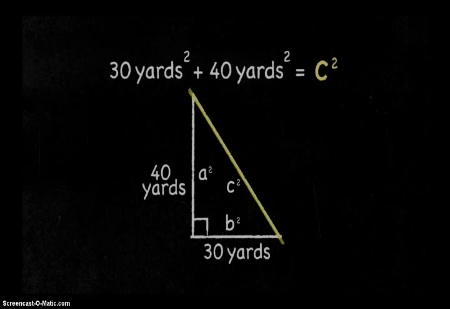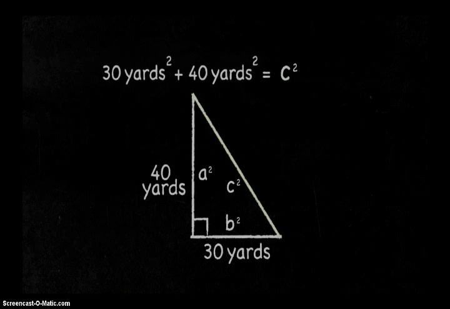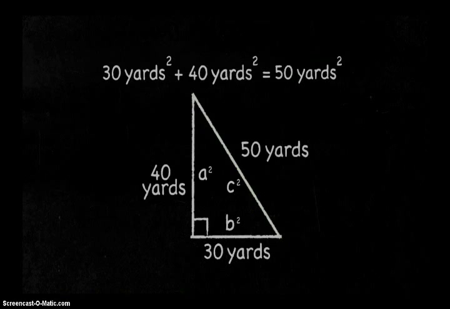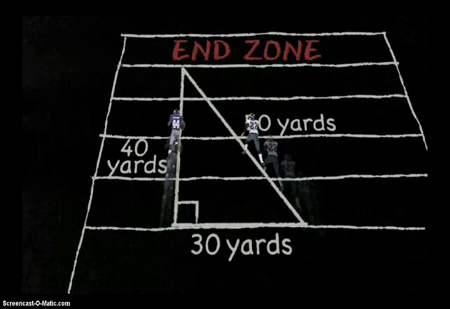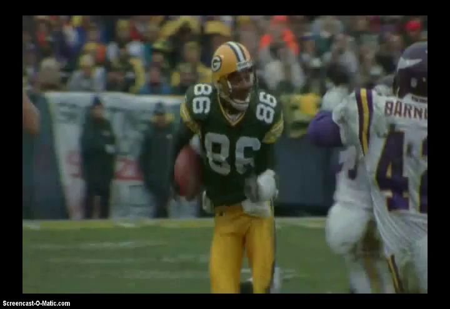will give the length of the hypotenuse squared. To get the actual length, take the square root. 40 squared plus 30 squared is equal to 2,500, which is 50 squared. So the distance of the hypotenuse is 50 yards.